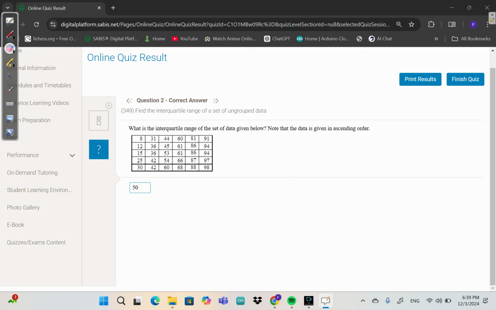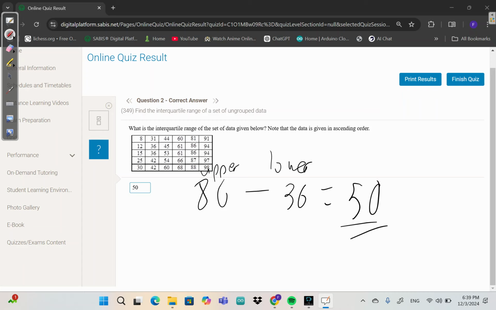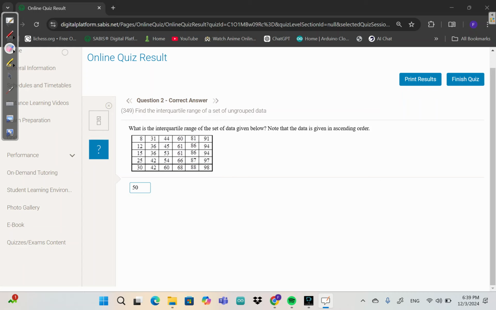So now we got our upper quartile is 86 and our lower is 36. So our interquartile range is going to be 50. And that's our answer. That's it.